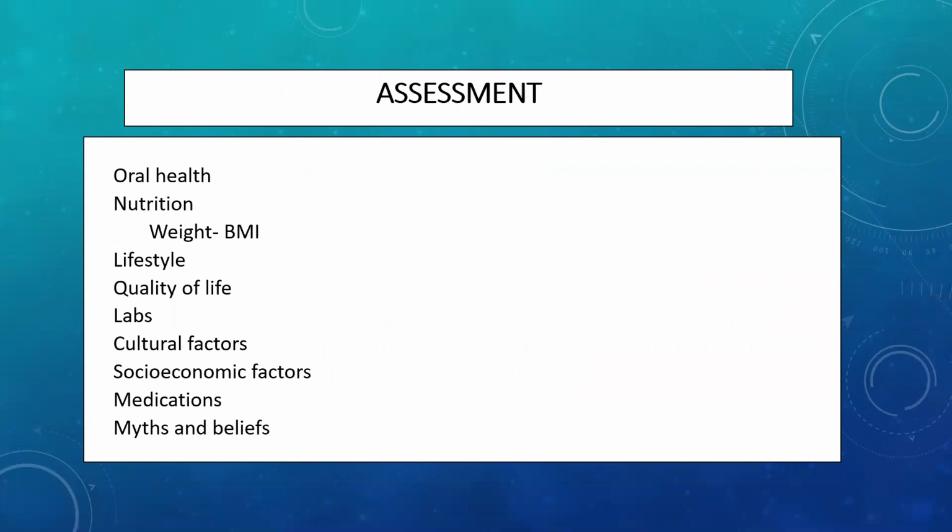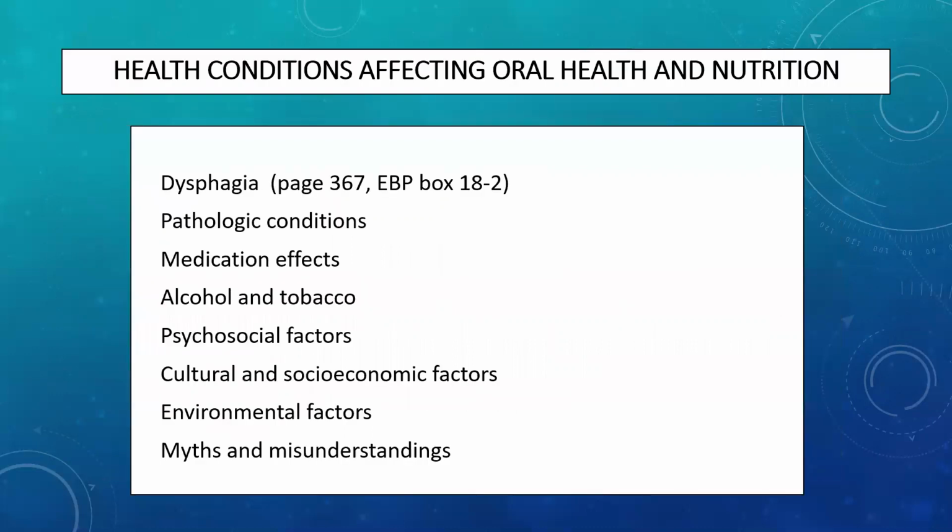Nutrition: what is their weight? What is their lifestyle? What is their quality of life? What do their labs look like? Have we checked their albumin? Again, those cultural factors, those socioeconomic factors. Medication: do they have any allergies to foods? And what are their myths and beliefs? Those health conditions that can affect oral health. So dysphagia, that's going to be on page 370.